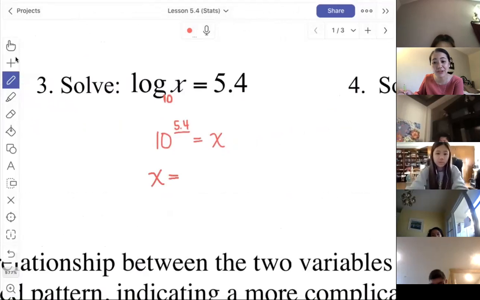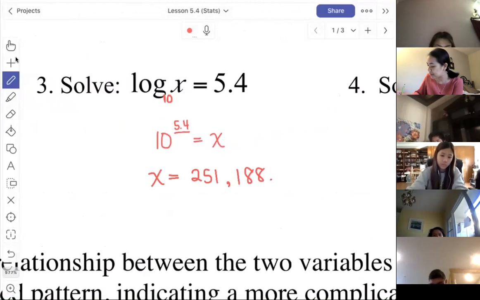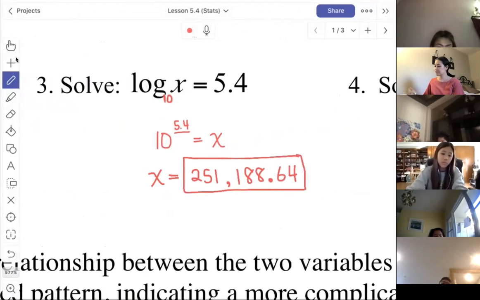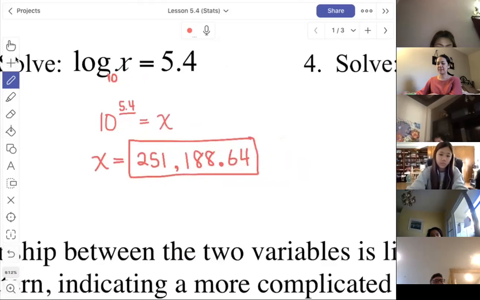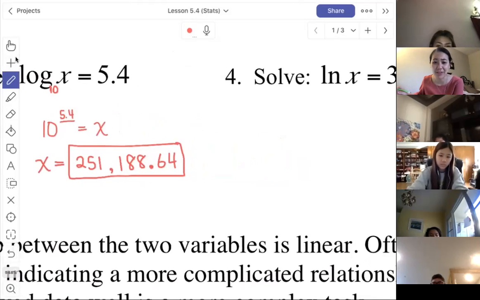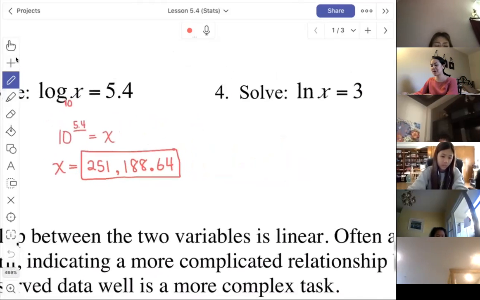Hopefully you guys know how to do that on your calculator. Double check and make sure you know how to do 10 to the 5.4 power on your calculator. And you should be getting 251,188.64. And I'll stop at that decimal. Is anybody not getting that on their calculator? Okay. All right, let's try number 4.